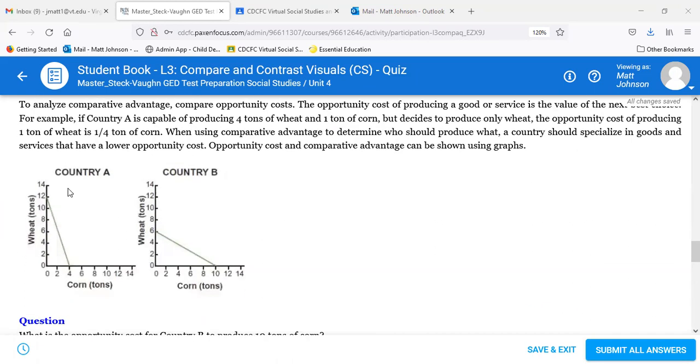Okay, so let's take a look at the graph then, right? So look at country A, and on that y-axis, looking at wheat per ton. So 12 tons. And then on the bottom showing the corn, right? So much higher capability of producing wheat. The opportunity cost. And then down below, corn. So only producing 4 tons of corn as opposed to 12 tons of wheat. And then country B, you see the opposite, right? That's the contrast. Wheat, 6 tons, corn, 10 tons. That's making those opportunity costs, right?